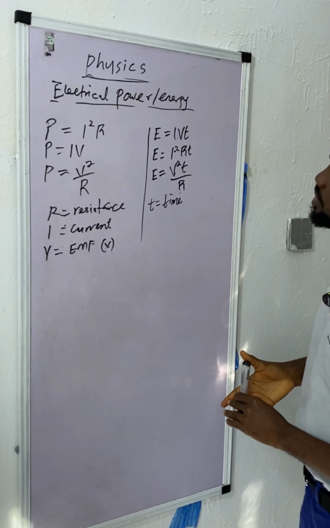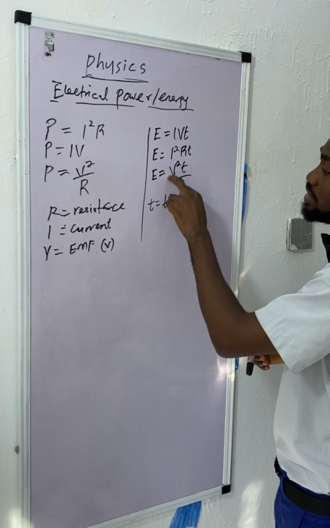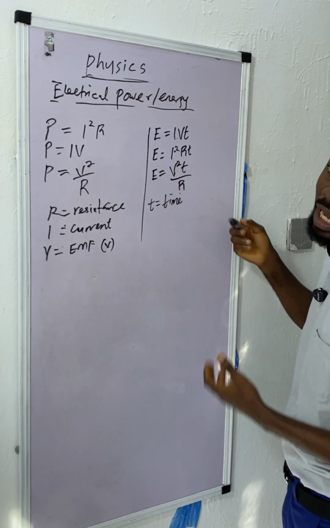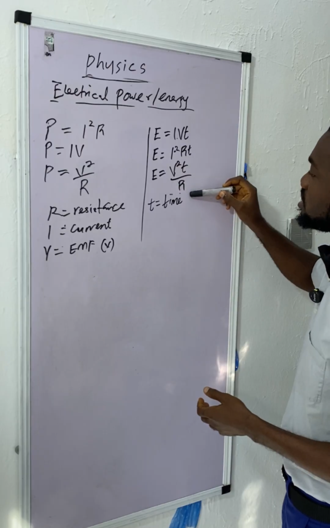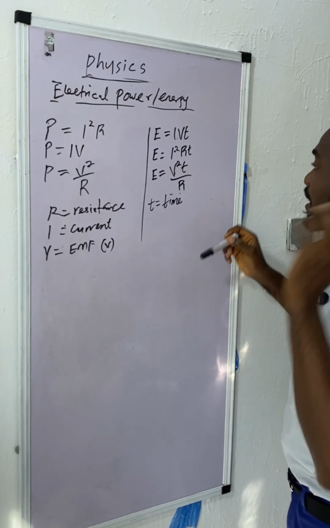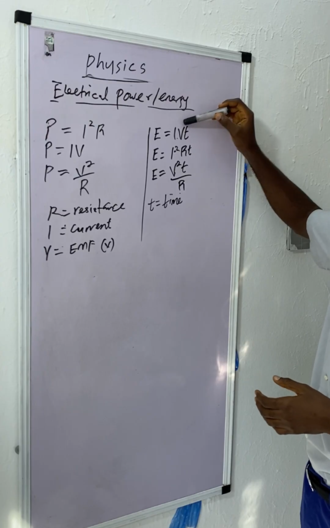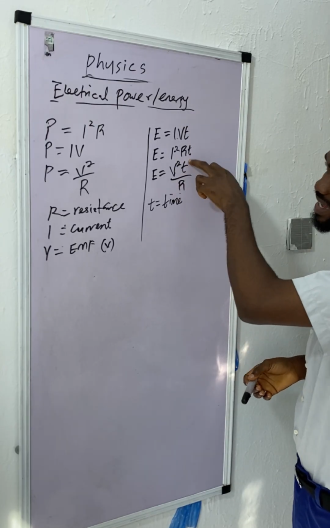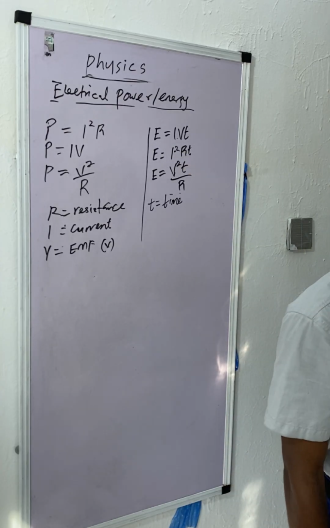So depending on what you are given to solve with, for example, if you are given in your parameters potential difference or EMF, time, and resistance, this is the most suitable formula to use, because you can't see any other formula that has all these parameters in it. Also, if you are given only current, volt, and time, this one is going to be better. If you are given current, resistance, and time, this is going to be better. In our last class, we talked about resistance.